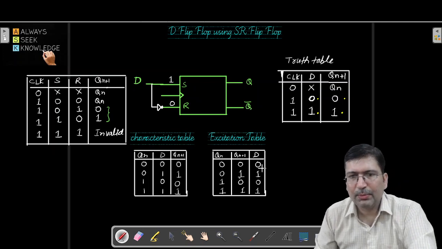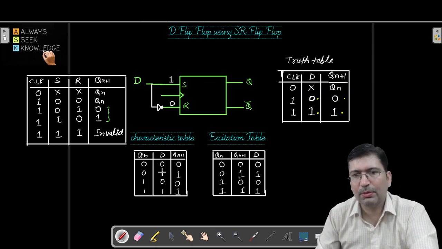So this is the excitation table and characteristic table of D flip-flop. This is sufficient for the lecture, so I'm closing it.